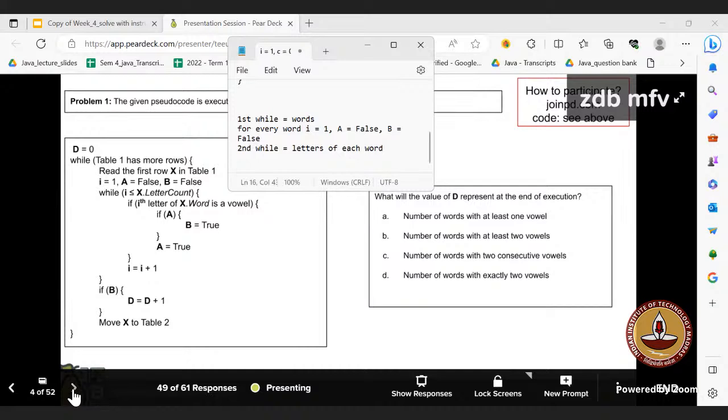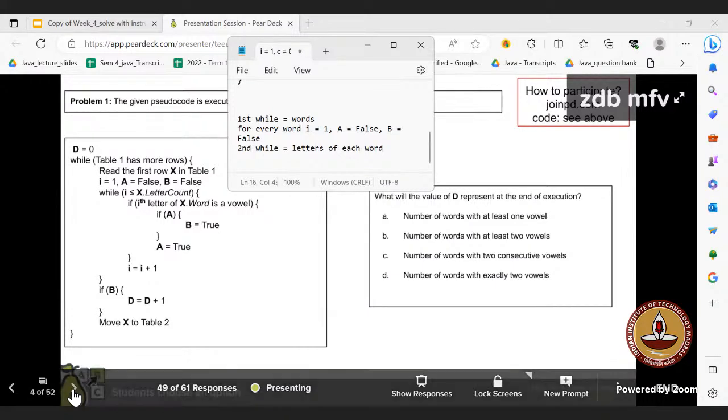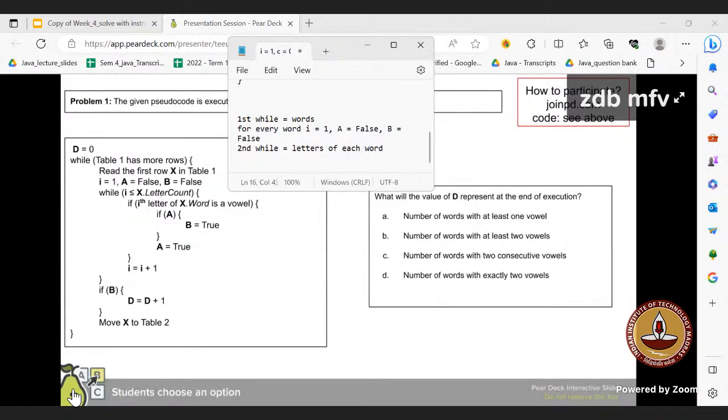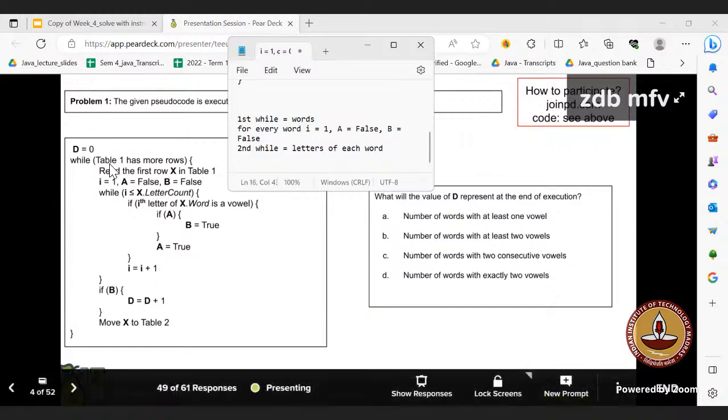Ma'am, every time we see a vowel, we set a equal to true, and then we move to the first while loop. There we assign i equal to 1 and a equal to false. Yes, for every word you are doing this, but not for every letter. For each letter we are not doing this; for every word we are doing it. Okay.